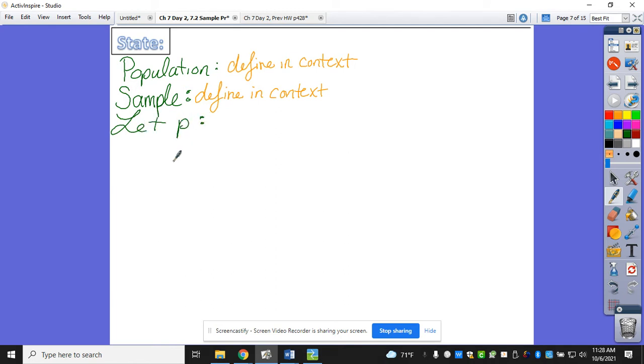So I am defining p. Well, p is a what? Proportion. That's never going to change. p is always proportion, and then define it in context.